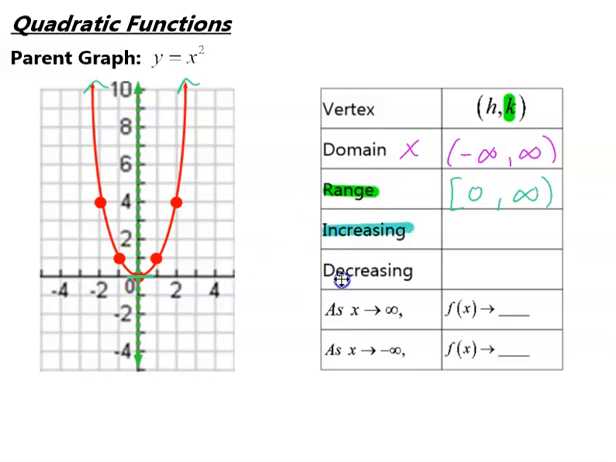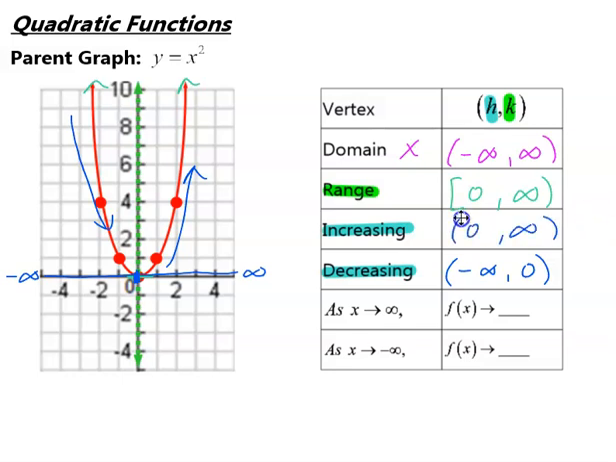Our increasing and decreasing intervals, the number that's going to help us out is the x-coordinate of our vertex. So from negative infinity until we get to the vertex where it changes direction, our parabola is decreasing from left to right. So our decreasing interval is negative infinity to 0. And then from x equals 0 out to positive infinity, this is where the rest of our parabola is increasing. So from 0 to positive infinity, we are increasing.